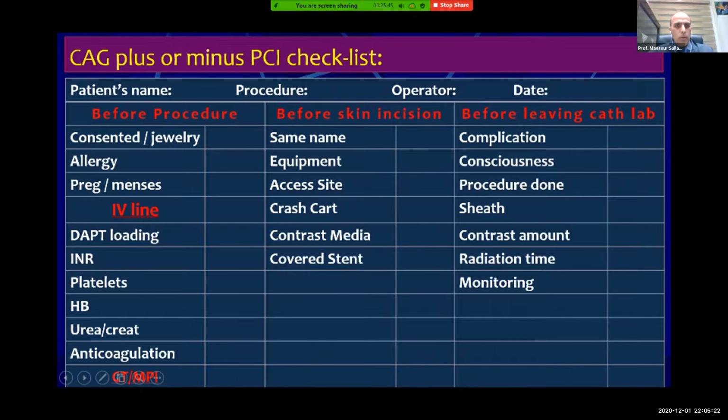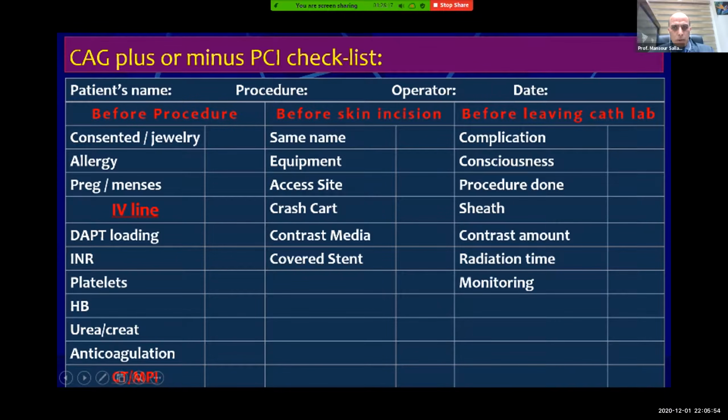Before the procedure, you have to take consent and remove jewelry for the females. You have to ask your patient about previous procedures and any allergy. Many patients, to be frank with you, and I have seen and practiced this, the lady comes with menstruation for an elective procedure, so it can be postponed. An intravenous cannula should be inserted on the contralateral side. You have to know about loading, INR, platelet, hemoglobin, and please check the investigations of your patient.